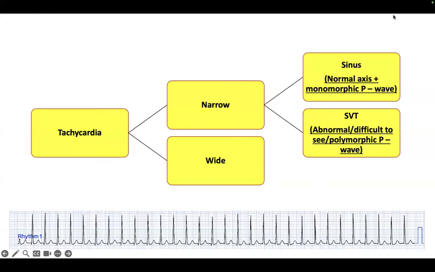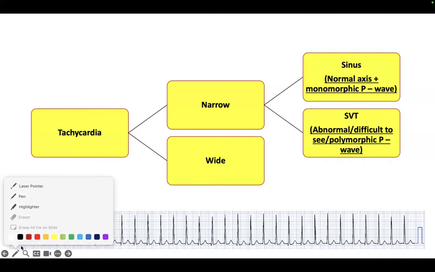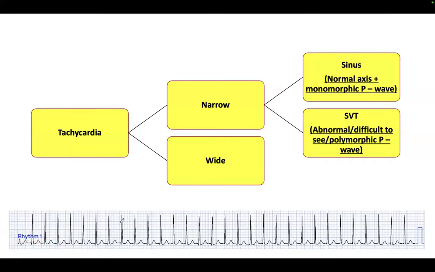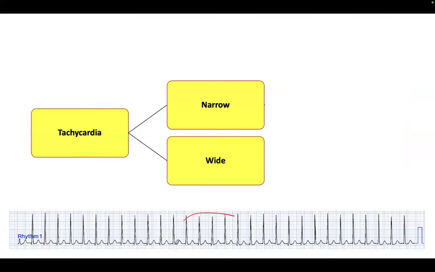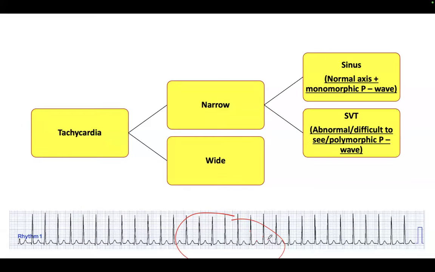So in this case, do you guys see any P waves that you can distinctly recognize? Sorry, I'll go back. This is the same ECG, guys. So there's no P wave that you can see, right? Nothing really, just QRS, T. So it's more likely SVT.